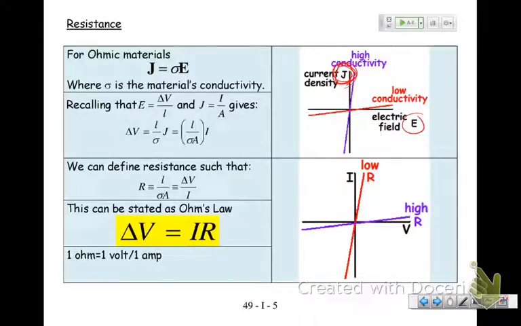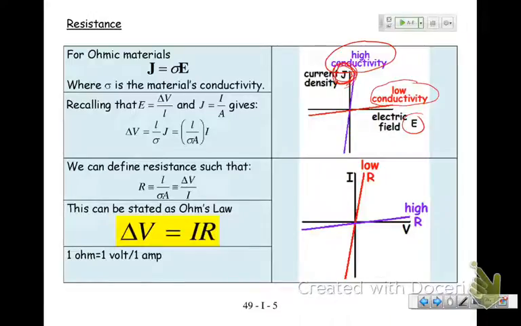Yeah? And we can talk about this in terms of conductivity. And we say if we get a lot of current crossing unit area for a small electric field, it's a high conductivity material. And if we get a low current crossing unit area for a high electric field, it's a low conductivity. And okay, I can get that.